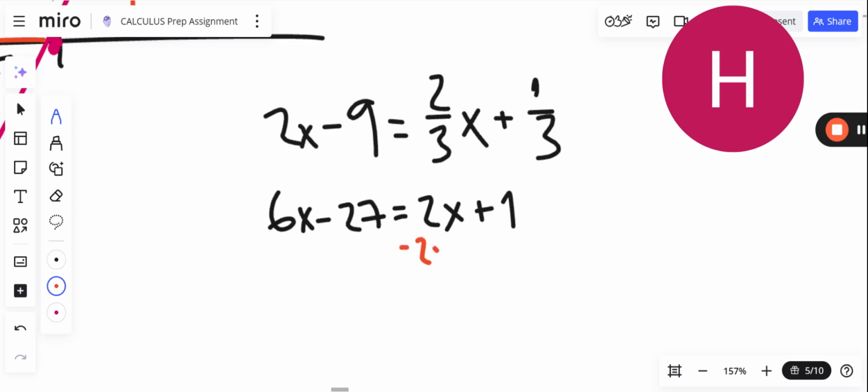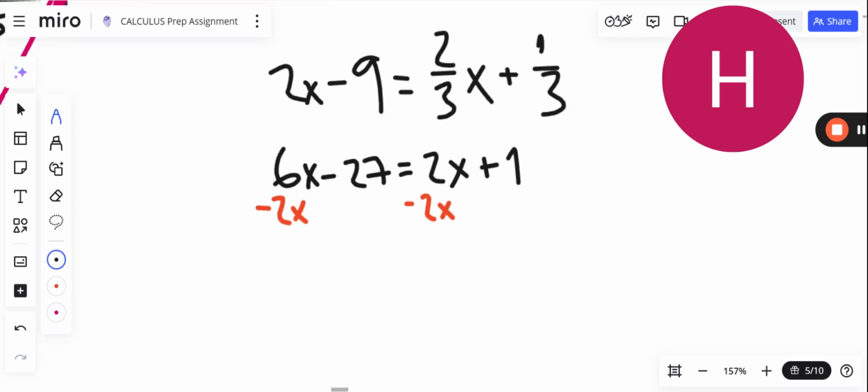We always subtract onto the side where there are more x's. So there are more x's on the left, so we're going to move all the x's from the right side to the left. And then, of course, that means we're going to add 27. And we get 4x equals 28, which means x equals 7.